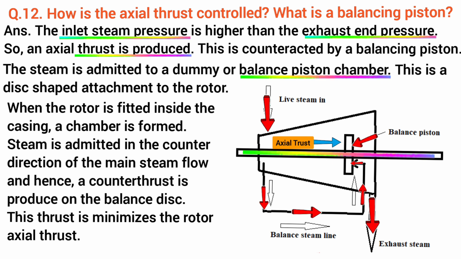Steam is admitted in the counter direction of the main steam flow and hence, a counter thrust is produced on the balance disc. This thrust minimizes the rotor axial thrust.